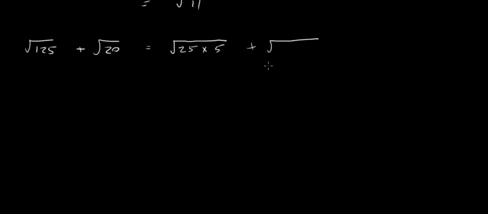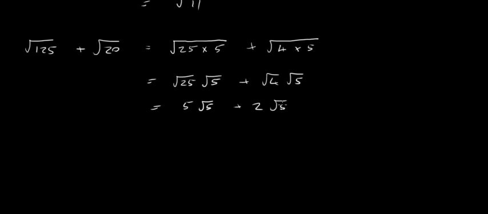The highest square number that will divide into 20 is 4. We would have to multiply that by 5. 4 times 5 is 20. So here we've got the square root of 25 times the square root of 5. Here we've got the square root of 4 times the square root of 5. The square root of 25 is 5. The square root of 4 is 2.